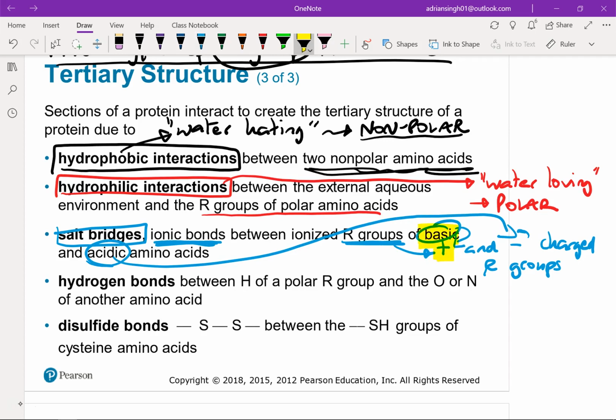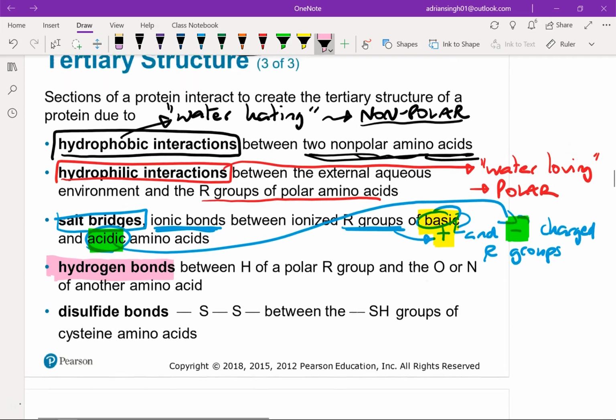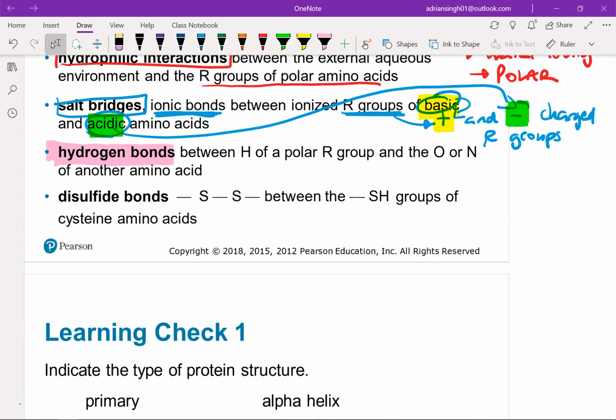So basic would be positive, and then your acidic ones will be negatively charged. So the coming together of those positively and negatively charged R groups is what a salt bridge is called. We're also going to see our good friend hydrogen bonding, right? That is going to occur between the hydrogen of a polar R group and the oxygen or the nitrogen of another amino acid. And then the third one, the last one here, is a covalent bond known as a disulfide bond, which we saw back a few chapters ago.